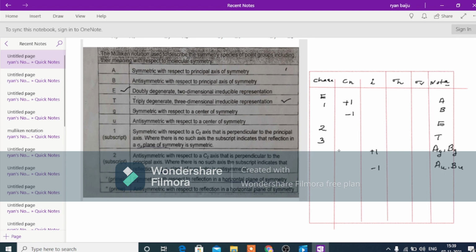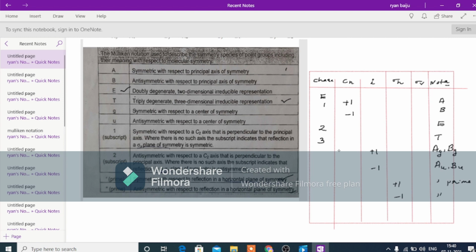The next is sigma H. If it is +1, you can write prime or single dash. To make you understand, I am saying like this: prime, single dash. If it is negative, you can write double dash. Here also you can see, symmetric with respect to the reflection in a plane of symmetry means single dash. Anti-symmetric with respect to the reflection in the horizontal plane of symmetry means double dash.